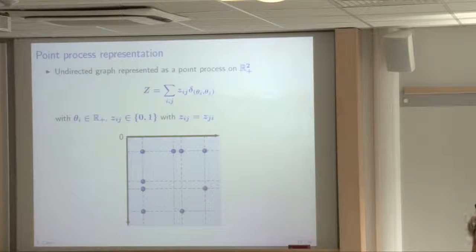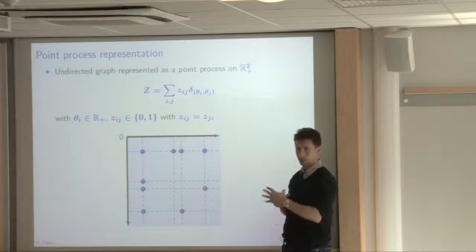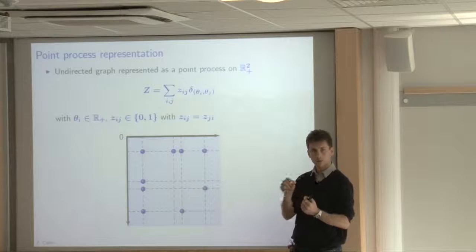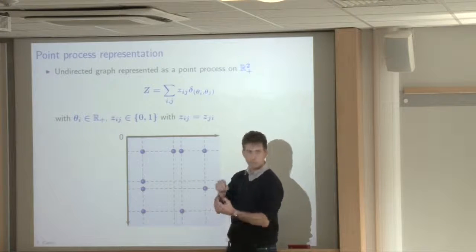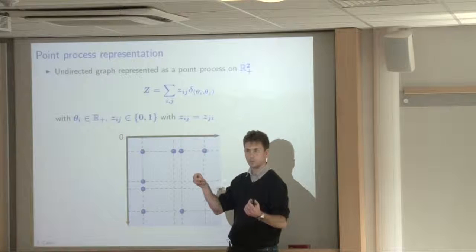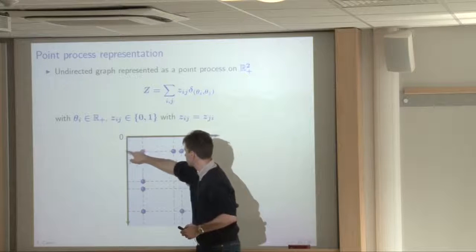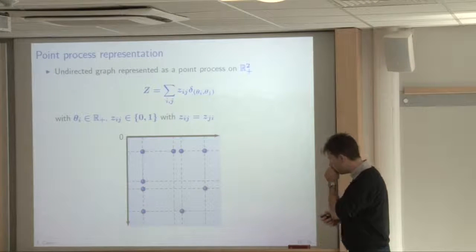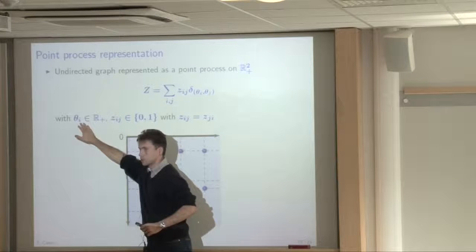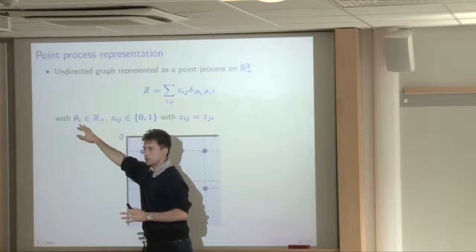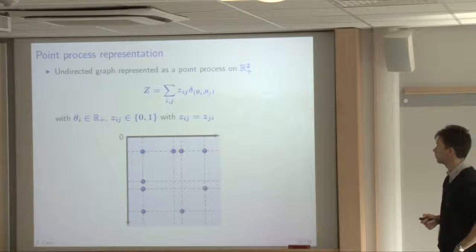So how do we represent the graph? I represent it as a point process on the plane. I assume that each node has some location theta_i in R+, and there's a point at location (theta_i, theta_j) if there's a connection between i and j. So this represents a connection between node theta_i and node theta_j. For the moment, you don't really need to care about the locations, as the connectivity will actually be independent of the location of the nodes, and I won't try to learn those locations.